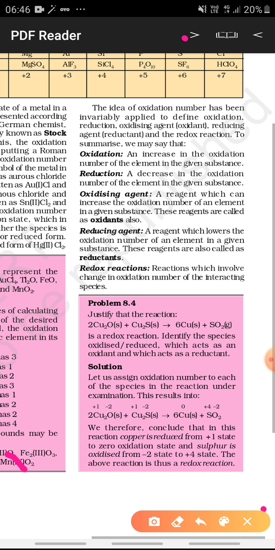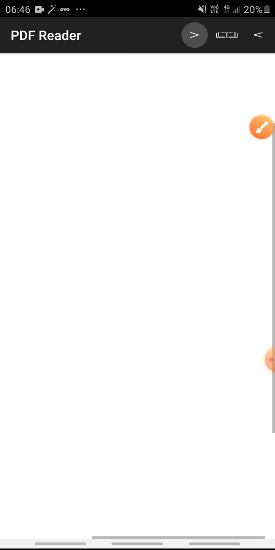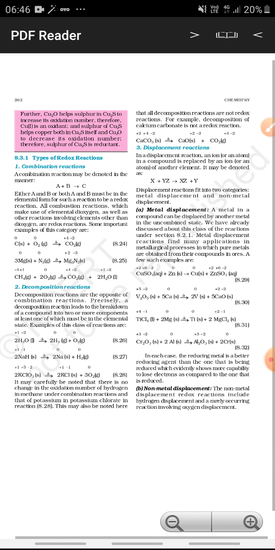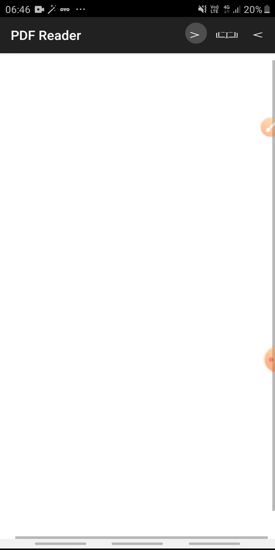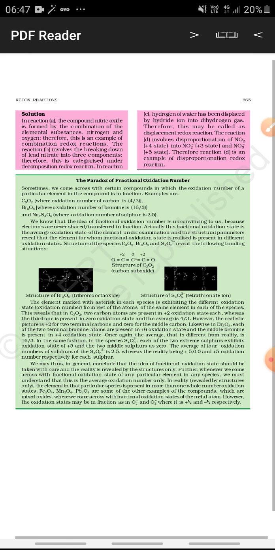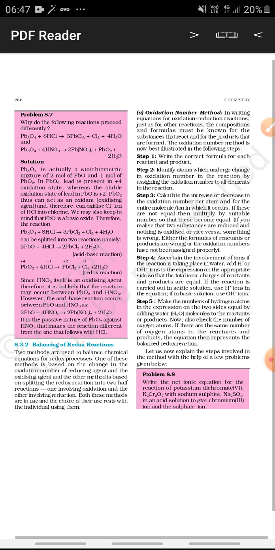Now children, the next topic given in the book is types of redox reaction, but this portion has been removed from the syllabus. So the last topic of your chapter is balancing of redox reaction.